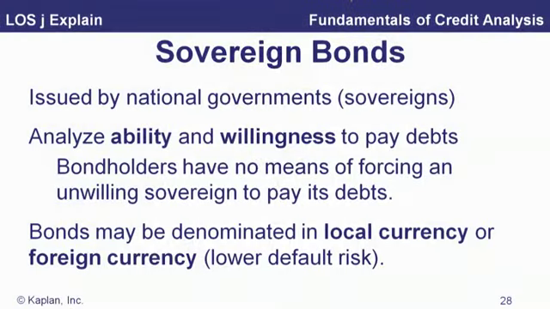Okay, from high-yield bonds to sovereign bonds, those are usually different things, not always. They're issued by national governments, sovereigns, and in this case we want to analyze both the ability and the willingness to pay. It's kind of like we did with capacity and character, right? The ability and willingness to pay their debts, and we can look at their track record in this regard.